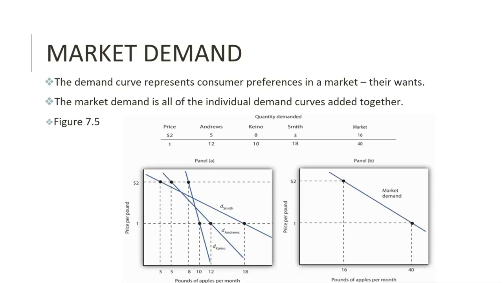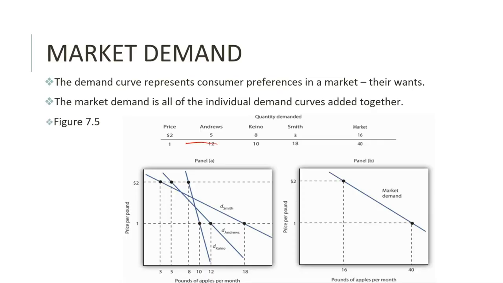First, let's start with market demand. This actually represents consumer preferences in a market when we combine all consumers together. So the market demand is all of the individuals added together. There are different ways that you might see this represented. This is a graph taken out of your book, figure 7.5.